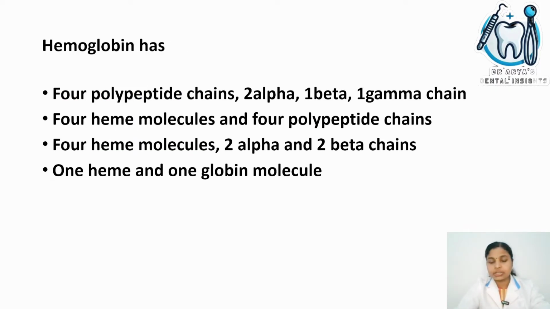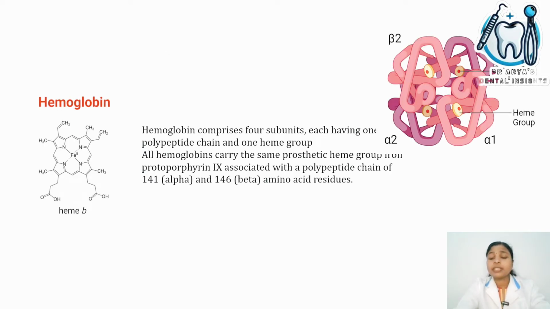So coming to the next question. Hemoglobin has 4 polypeptide chains, 4 heme molecules, 2 alpha and 2 beta chains. Hemoglobin comprises 4 subunits, each having 1 polypeptide chain and 1 heme group. All hemoglobins carry the same prosthetic heme group, iron protoporphyrin IX. It is associated with polypeptide chains of 141 alpha and 146 beta amino acid residues. So it is also important.